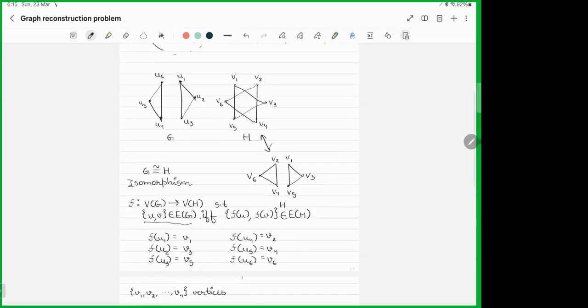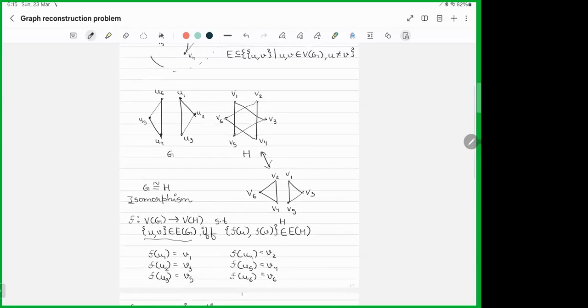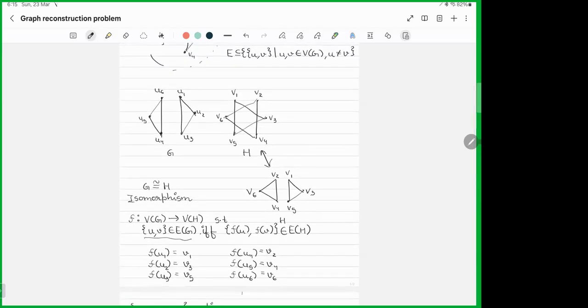So for example, if we look at this graph G, then the order of this graph, order of G is 6 because there are 6 vertices, and size is also 6. Size of G is equal to 6.